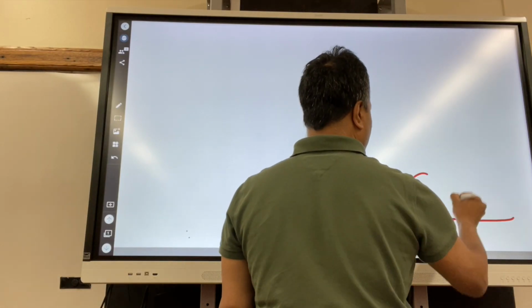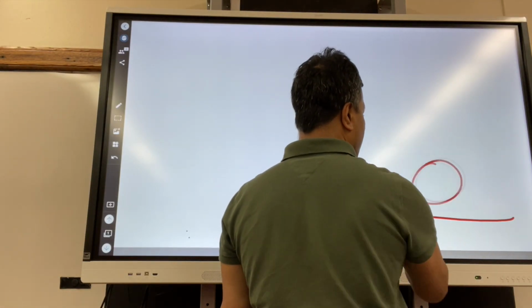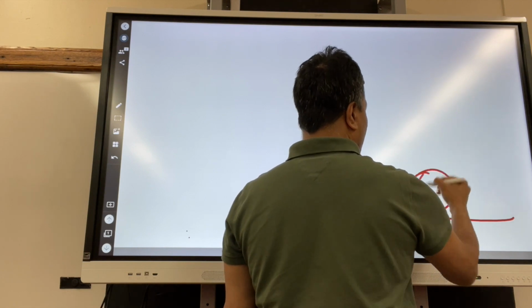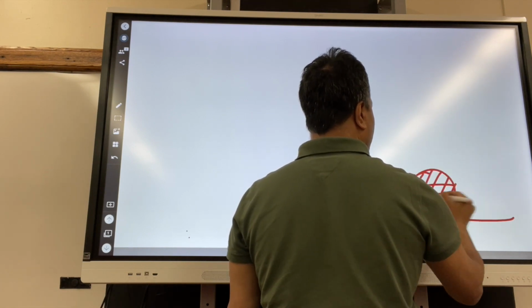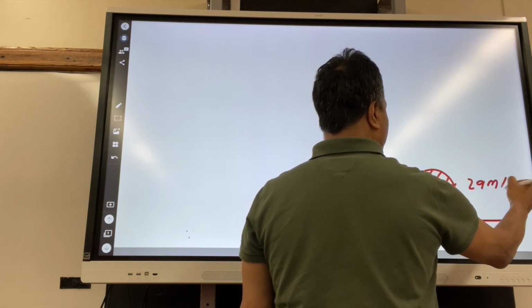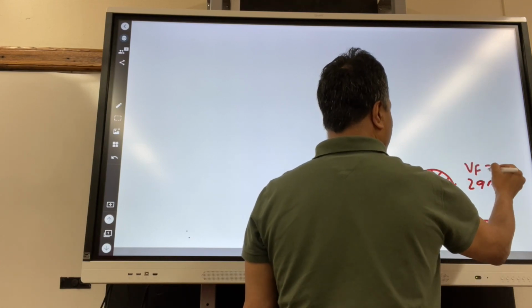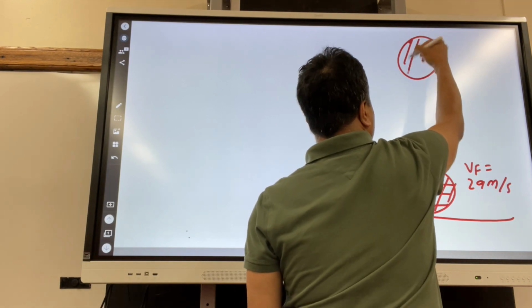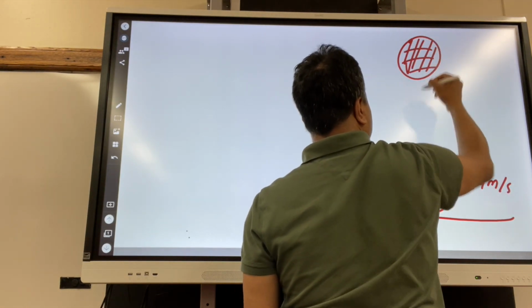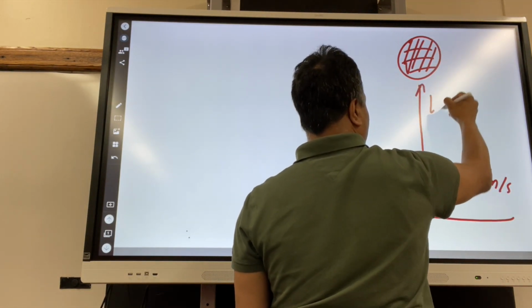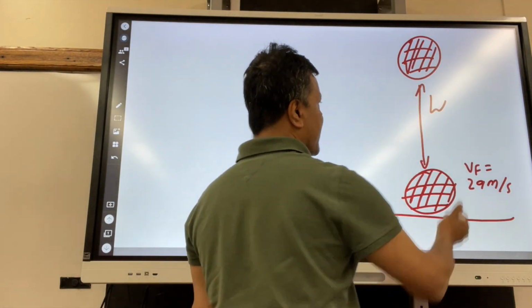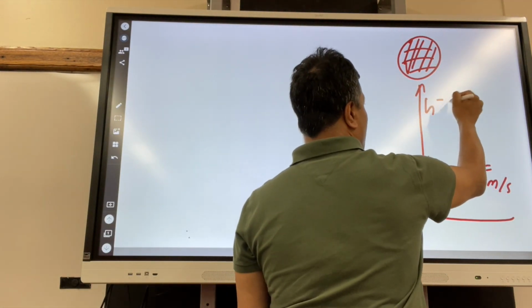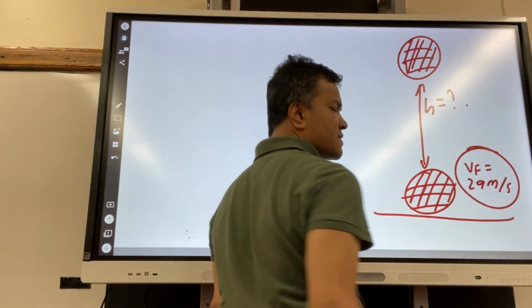Of a watermelon. Okay, you draw a watermelon. This is a watermelon. You draw a watermelon with 29 meter per second final velocity. Okay, you draw it from height h. All right. What would be the h? Question is, what would be the h? So your final velocity is 29.